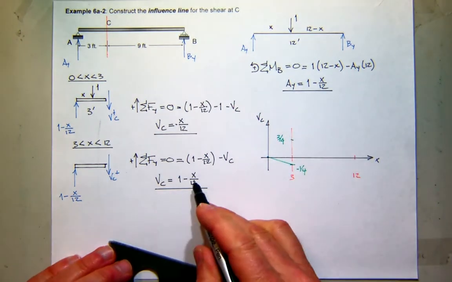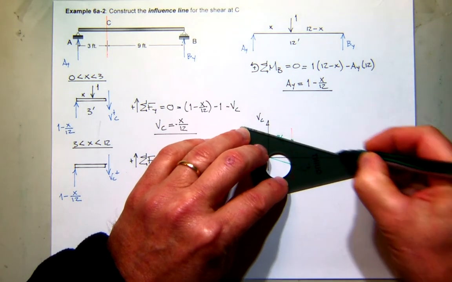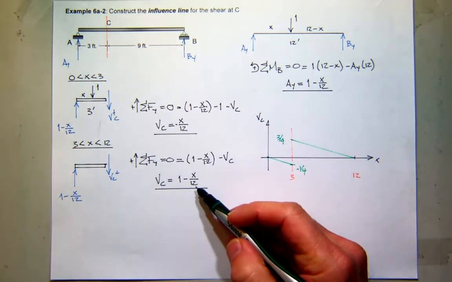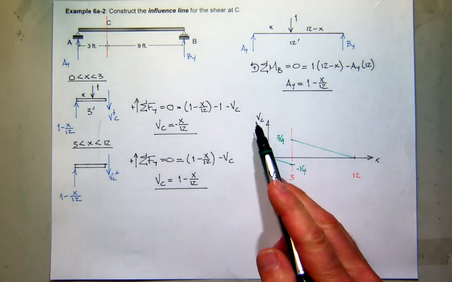You run it all the way out to x equals 12, you get 0. And why am I only plotting 2 points? Well, it's a linear line. I only need 2 points. The endpoints define the line. And there is the influence line for my shear at C.